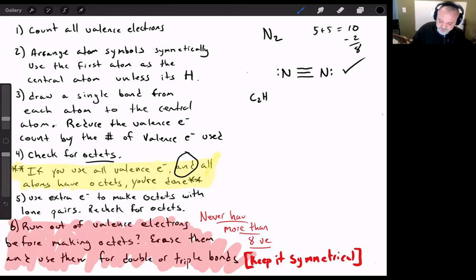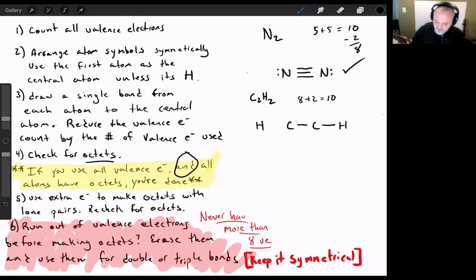C2H2. This one's a little bit more of a challenge. How do I arrange this one? This is how we do it. Every atom has to have an octet. How many electrons do I have? 4 plus 4 is 8. Plus 2 is 10. Let's try.